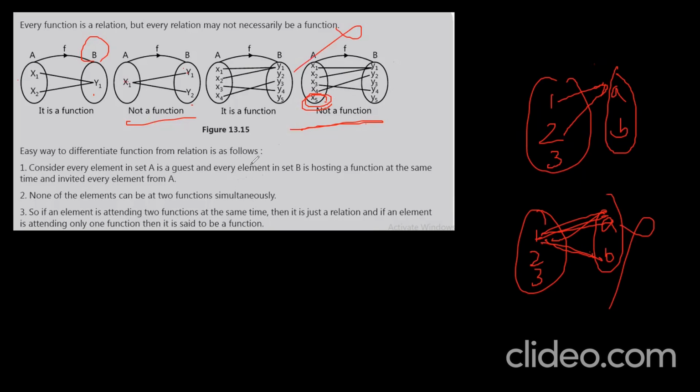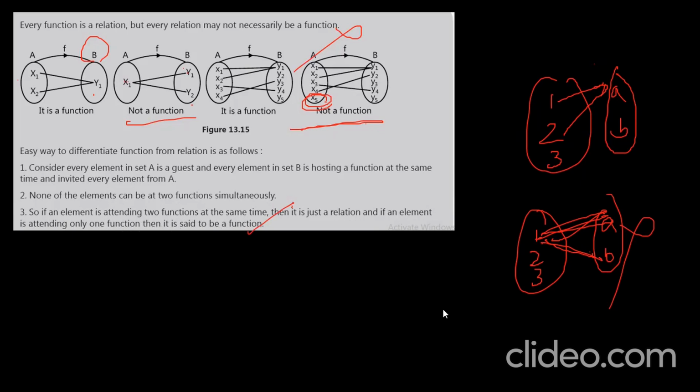Easy way to differentiate function from relation: consider every element of A as a guest, and every element of set B as a hosting function, invited by every element of A. One host, one guest. None of the elements can attend two functions simultaneously. So if an element is attending two functions at the same time, then it is just a relation. If an element is attending only one function, then it is said to be a function. Got it?